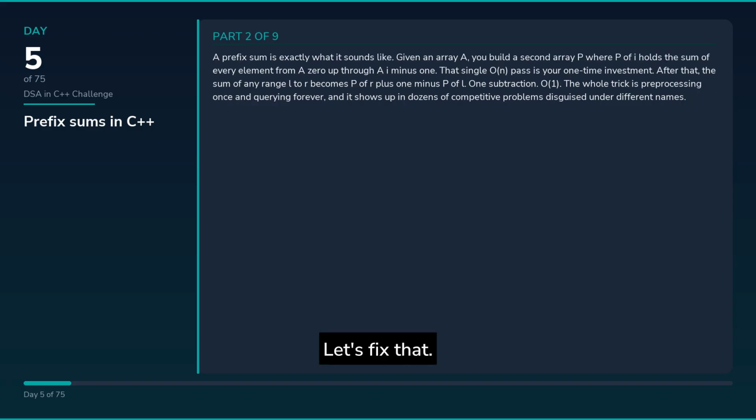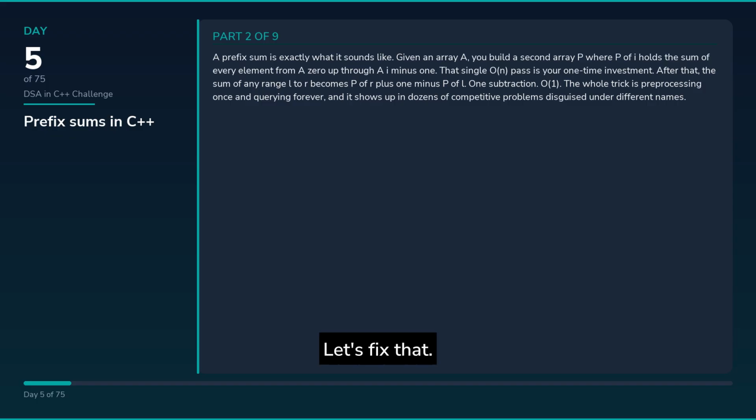Let's fix that. A prefix sum is exactly what it sounds like. Given an array A, you build a second array P where P of i holds the sum of every element from A[0] up through A[i-1]. That single O(n) pass is your one-time investment.